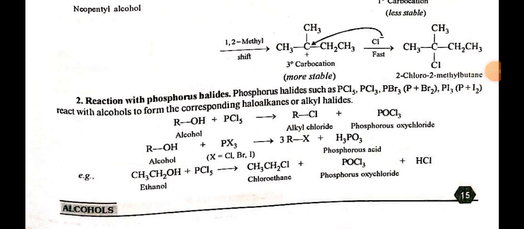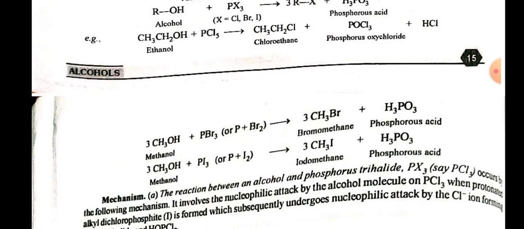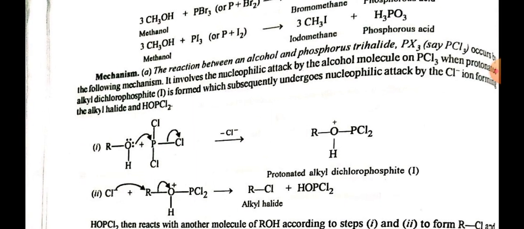Reaction with phosphorus halides. Phosphorus halides such as PCl5, PCl3, PBr3 react with alcohols to form the corresponding haloalkanes and alkyl halides. The alcohol molecule reacts with PCl5 and gives alkyl chloride and phosphorus oxychloride. Similarly, alcohol reacts with phosphorus trichloride and gives phosphorus acid. What will be the mechanism? The reaction between alcohol and phosphorus trihalide occurs by the following mechanism.